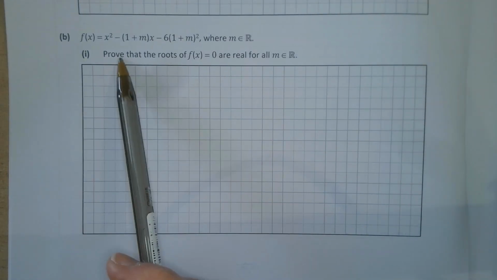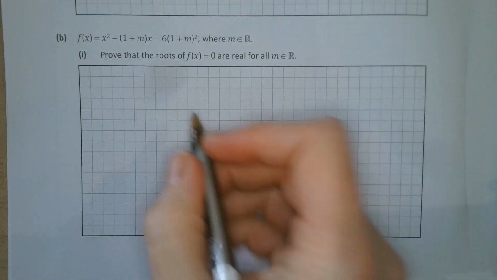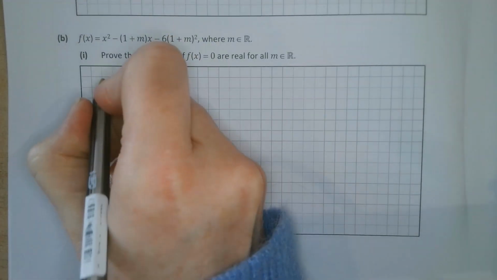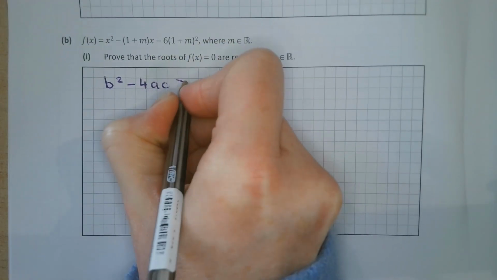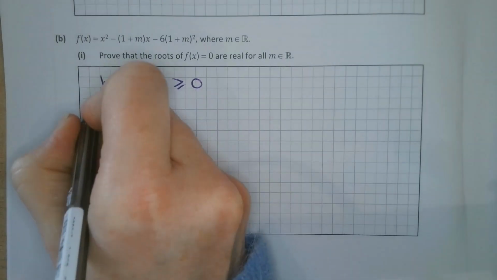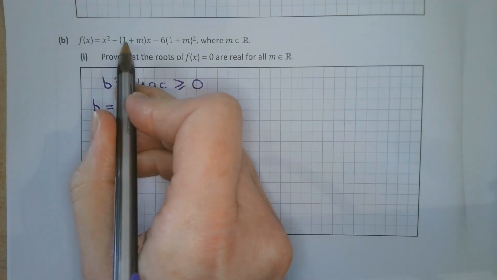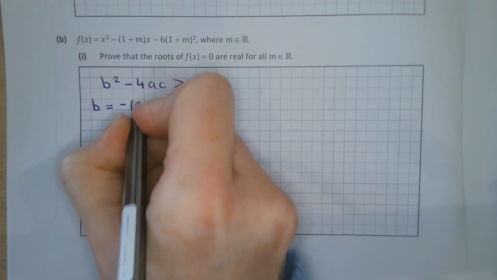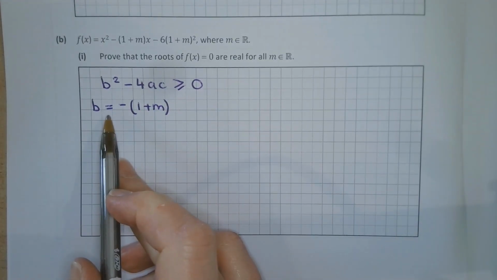Question 3b, we're given this function and we're asked to prove that the roots of f of x equals 0 are real for all m elements of the real numbers. So if the roots are real, then what we need to understand is our discriminant, which is our b squared minus 4ac, is greater than or equal to 0. So we need to look at what's our b. So in this case, our b is equal to the minus, don't forget the minus, it's minus 1 plus m in the bracket. So it's the x coefficient is my b.